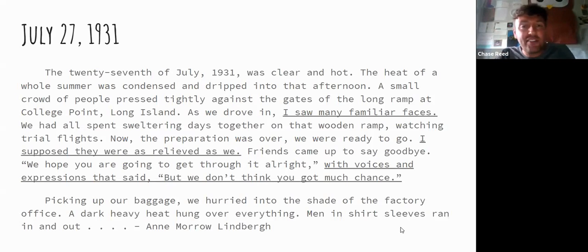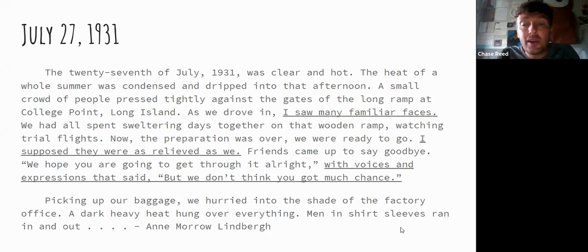So it says, the 27th of July, 1931 was clear and hot. The heat of a whole summer was condensed and dripped into the afternoon. A small crowd of people pressed lightly against the gates of the long ramp at College Point, Long Island. As we drove in, I saw many familiar faces. We had all spent sweltering days together on the wooden ramp, watching trial flights. Now the preparation was over. We were ready to go. I supposed that they were as relieved as we. Friends came up to say goodbye. "We hope that you are going to get through it all right," with voices and expressions that actually said, "but we don't think you have a chance."